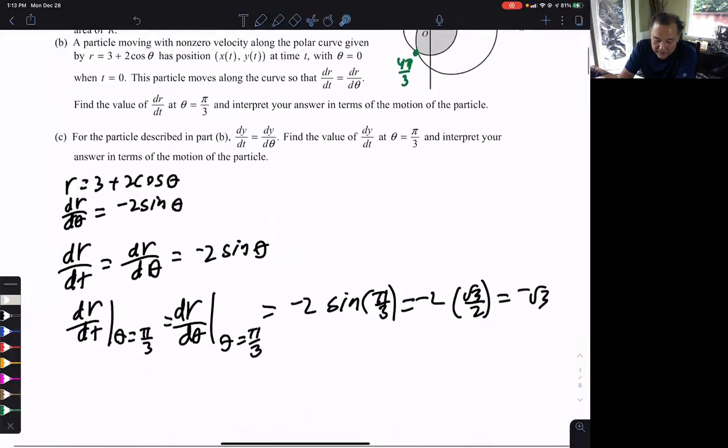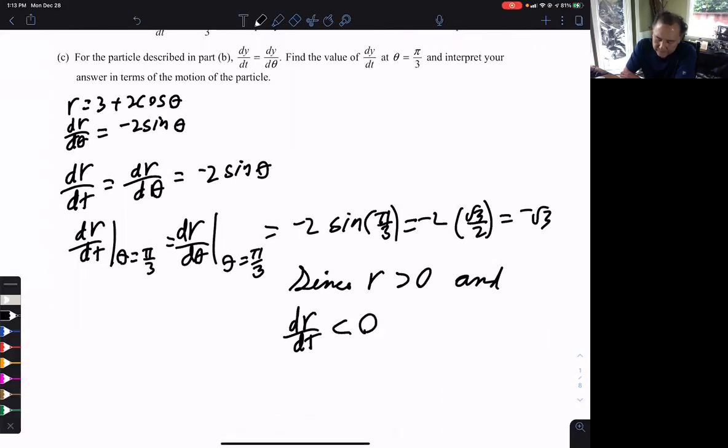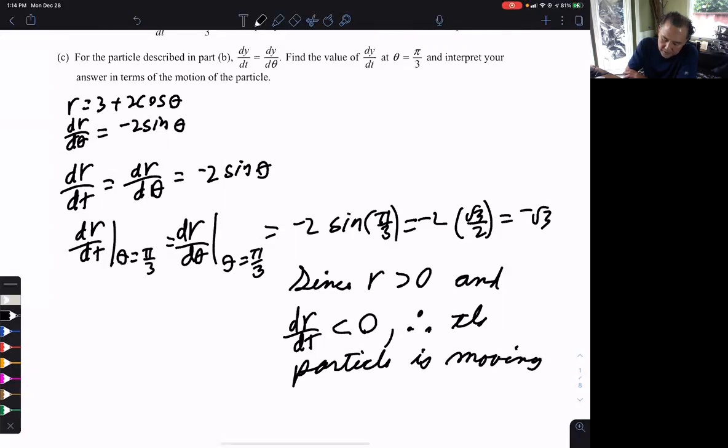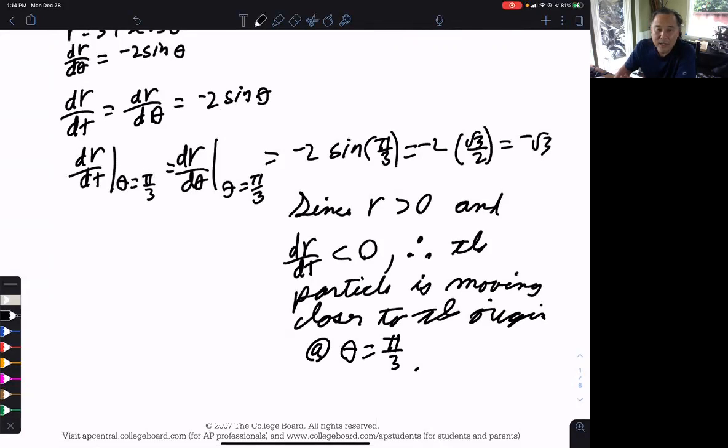So I would say, for my answer, since r is greater than 0 and dr dt is negative, therefore the particle is moving closer to the origin at theta equals pi over 3. And that's how I would conclude that.